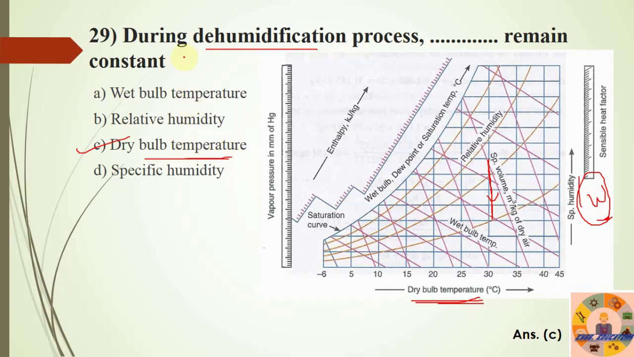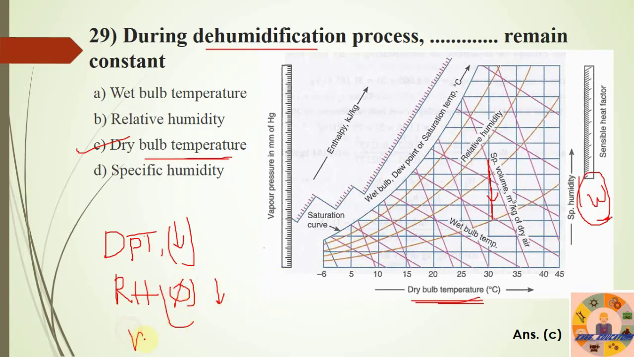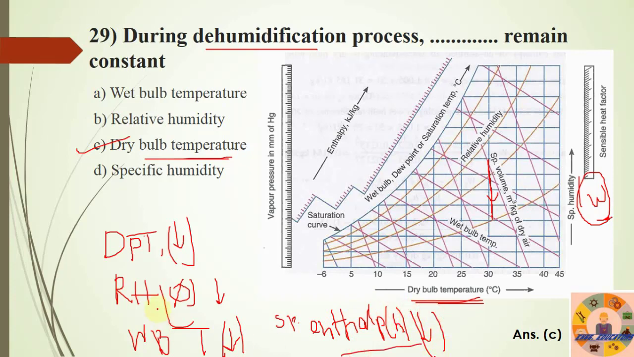Also we can say that during the dehumidification process, all other things such as dew point temperature, DPT, decreases, relative humidity, which is denoted as phi, also decreases, wet bulb temperature decreases, and specific enthalpy, denoted as small h, also decreases. So this question can be asked in other exams also, we have to remember this. So now go to our next question.